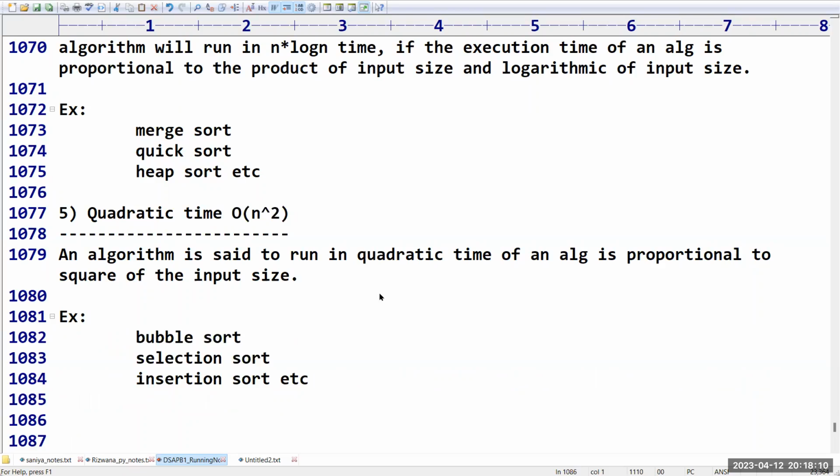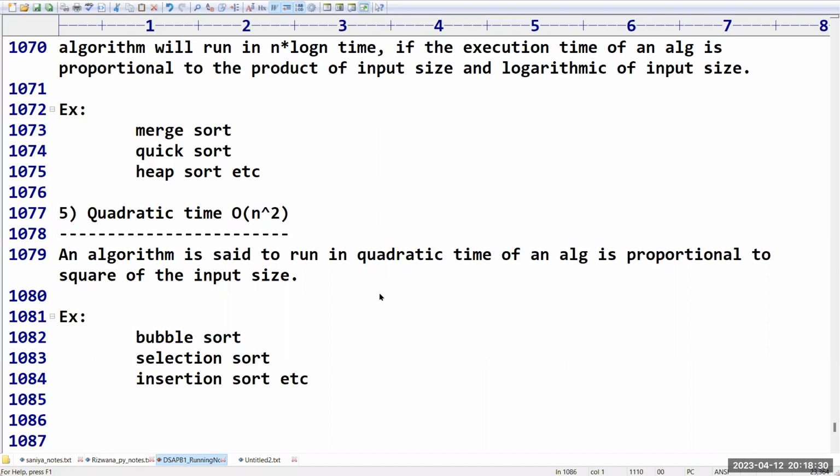Yes, sir. But we have to memorize that the time complexity of bubble sort is going to be quadratic, and selection sort also. How it is going to work, I will explain while explaining the bubble sort. It is very simple only, not that much hard.